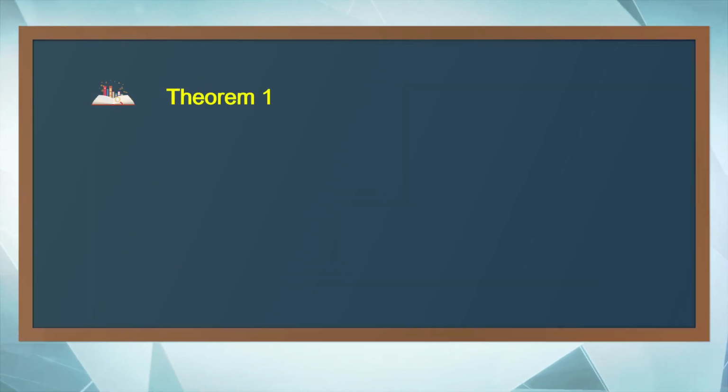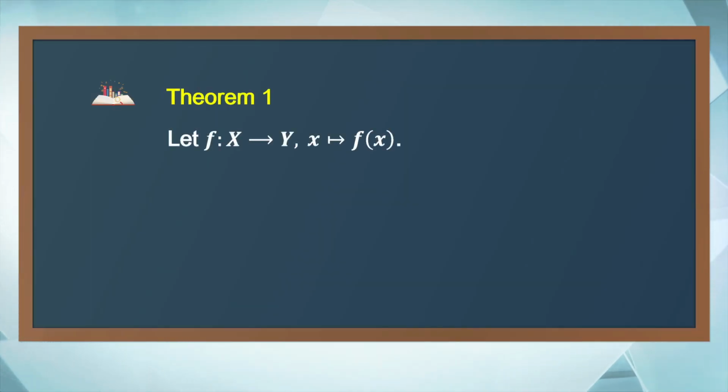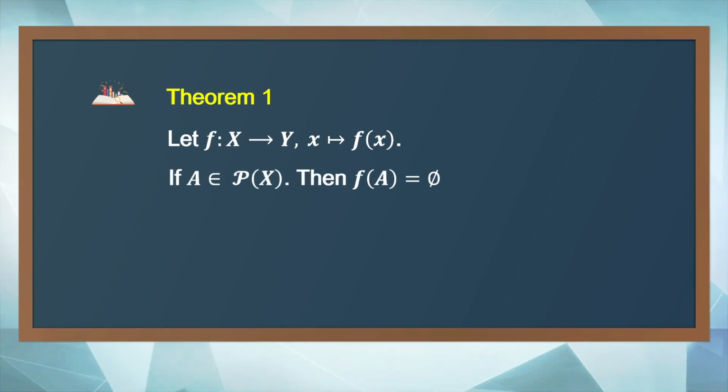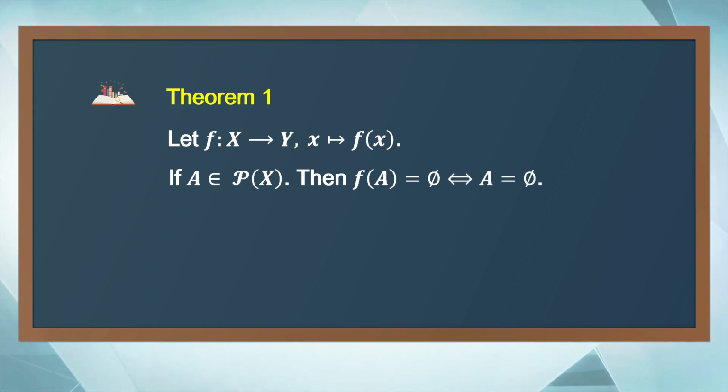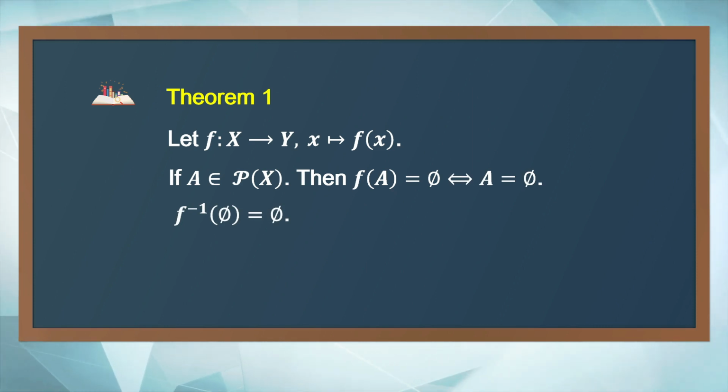First, theorem 1. Let f be a function from X to Y. Suppose A is a subset of X. Then the image of A is the empty set if and only if A is the empty set. And the preimage of the empty set is the empty set. But the preimage of a set being the empty set does not imply that the set is the empty set. I will explain what I mean by an example.